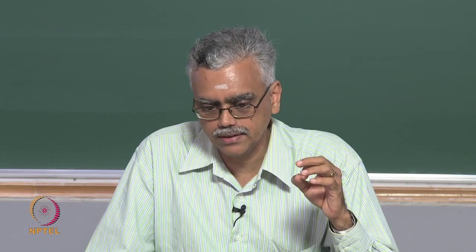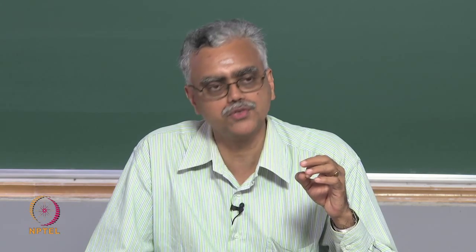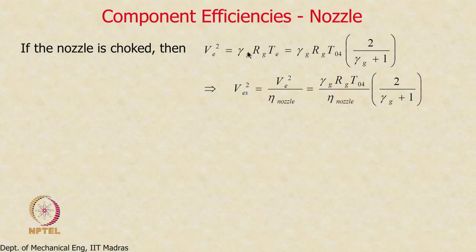Now, I am calculating a VES square which is more than this value, but it is still a convergent nozzle. So, from a gas dynamic perspective, it is not possible to have a speed more than the speed of sound in a convergent nozzle. But remember, this definition does not take gas dynamic aspects into account, it is only a thermodynamic definition. Isentropic efficiency is only a thermodynamic definition. Okay, it assumes that you will do whatever it takes to accomplish this velocity VES square.